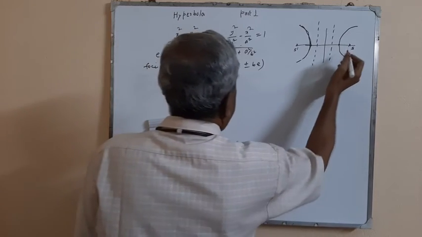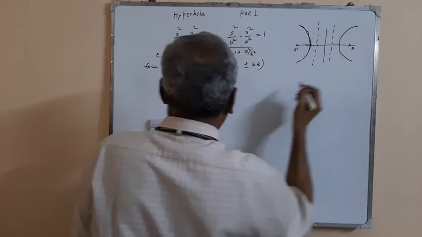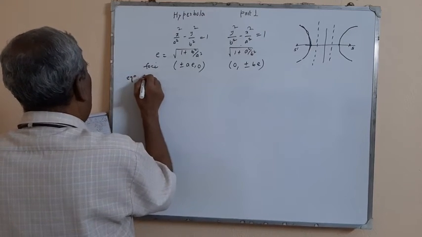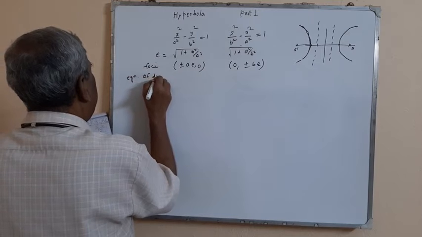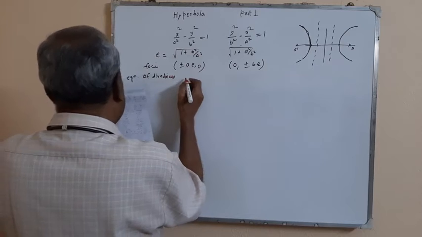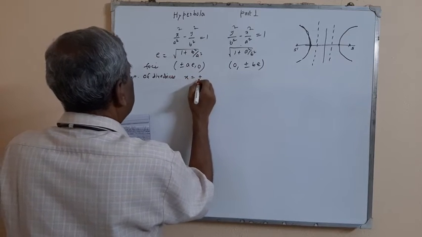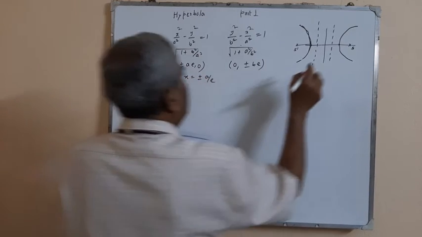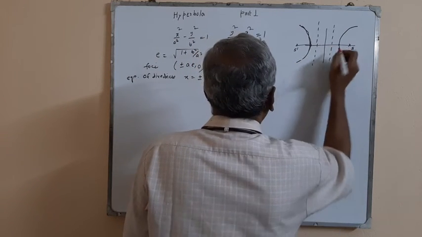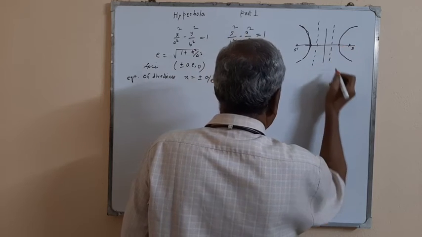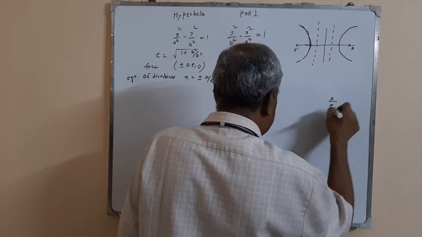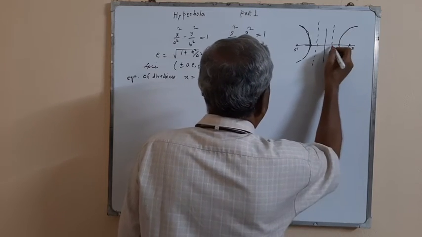Equation of directrices. This is the equation of directrices: x is equal to plus minus a by e. This is a by e. And because e is greater than 1, the whole thing is less than a. That's why it is placed here.